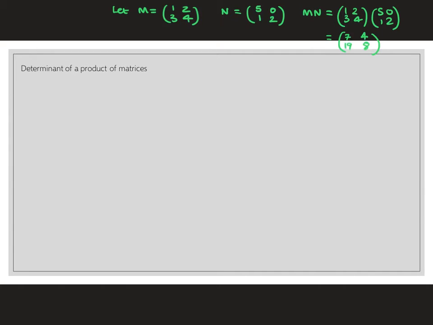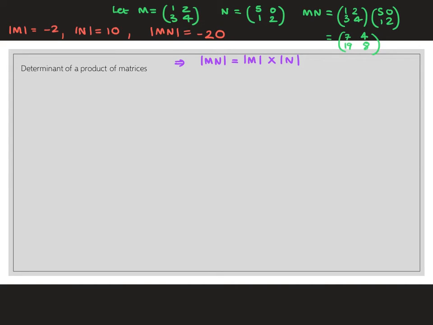So let's see what we get for this. You should find that you get 7, 4, 19, and 8. Now the next thing that we're going to do is work out the determinant of M, which works out to be -2, the determinant of N, which works out to be 10, and the determinant of MN, which works out to be -20. Now, hopefully, you should see the connection straight away here. We should see that the determinant of MN is equal to the determinant of M multiplied by the determinant of N.